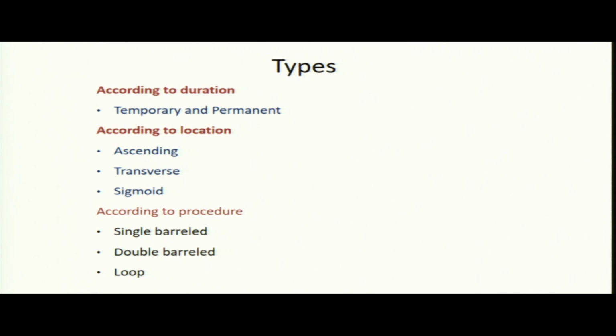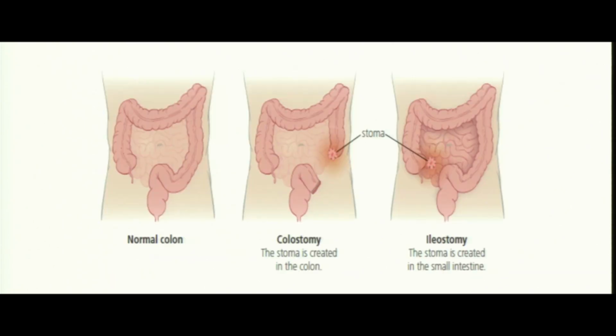According to duration, it can be temporary or permanent. According to the location, it can be ascending, transverse or sigmoid. This is based on the colon we are dealing with: ascending colon, transverse or sigmoid colon. According to the procedure, there is single barrel, double barrel or loop. So, you can see here how the stoma is being created.